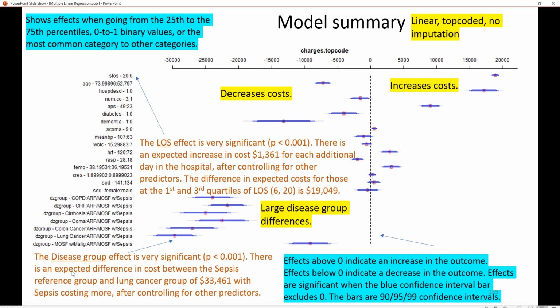And another way we can interpret that result is the disease group effect is very significant. The p-value is less than 0.001. There is an expected difference in cost between the sepsis reference group and the lung cancer group, and that expected difference is $33,461, with sepsis costing more after controlling for other predictors. So we can see a big difference in cost in this graph, and we can see that sepsis, like today, is going to be one of your highest costing diseases.